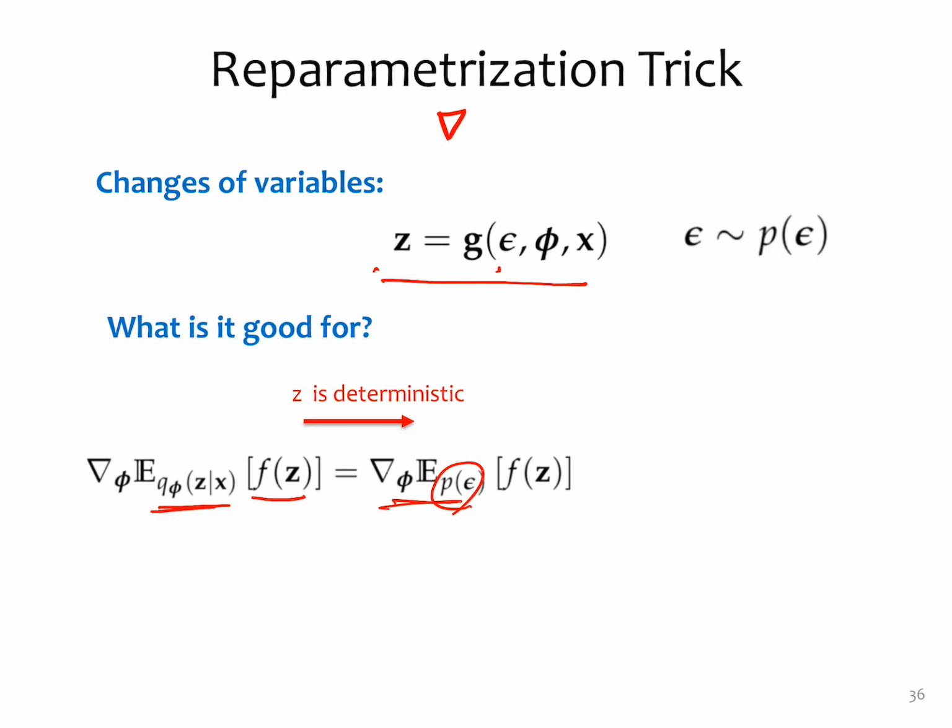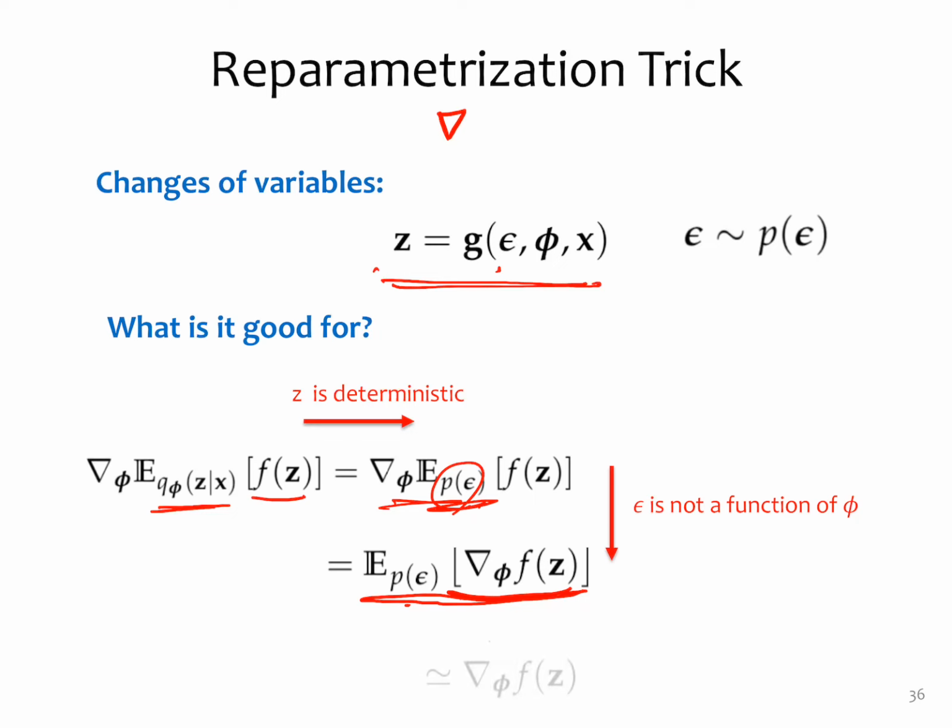Now, because p epsilon is not a function of phi, I can bring the gradient inside, because there are no dependencies on phi. And now I can ask how to approximate these values. I can draw a sample from epsilon, plug that into my deterministic function of Z, and compute an average. The simplest way of averaging is to draw one sample and plug that in. This is a one-sample approximation. Make sense? And this is the reparameterization trick.